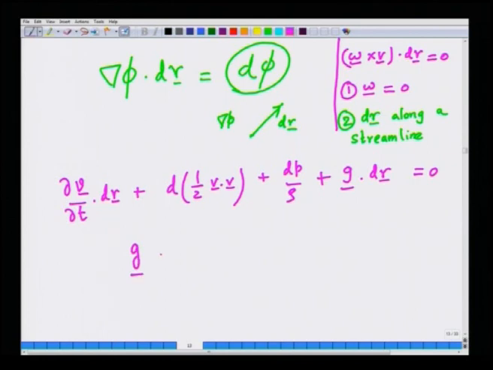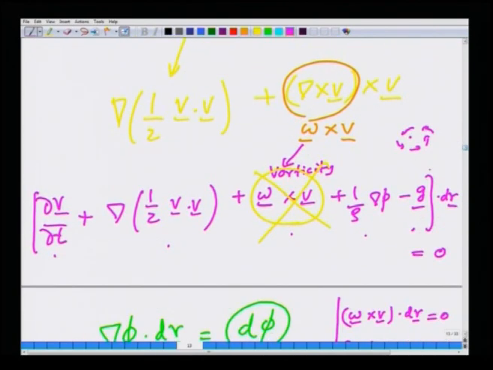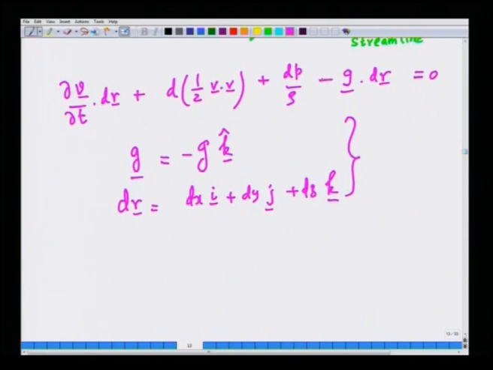Now, let us arbitrarily write g as minus g times k, it is pointing in the minus z direction, and dr is nothing but dx times i plus dy times j plus dz times k. If I dot these two, I will get g dot dr as, I am sorry, there is a minus g here. So, g dot dr will just become minus g dz. If I substitute this back in here, the two negatives will cancel.